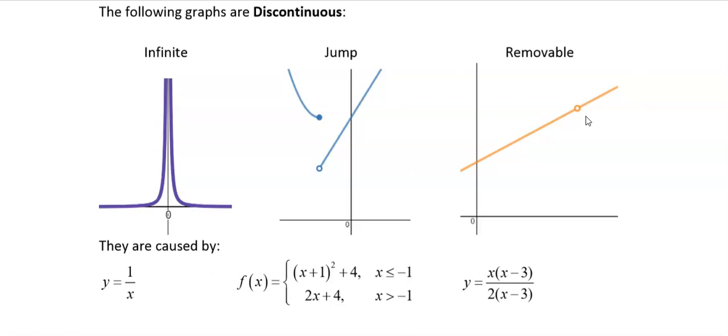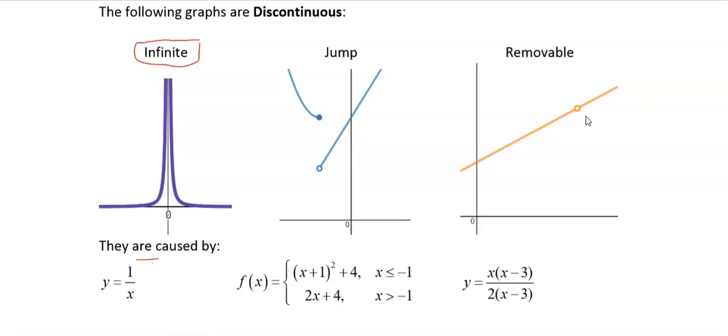Let's have a look at what types of discontinuities exist in a graph. The first type right here is called an infinite discontinuity. And in general, what happens there is that your curve, your function, either goes to infinity or to negative infinity, and you have basically a hole somewhere in your graph. There's a place where the value of x is undefined.